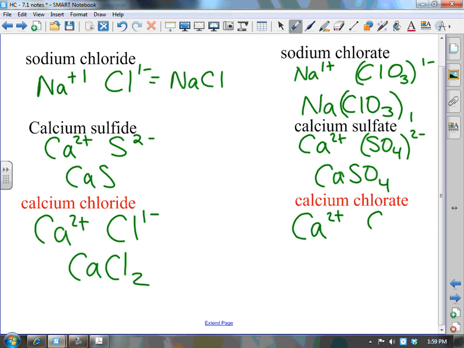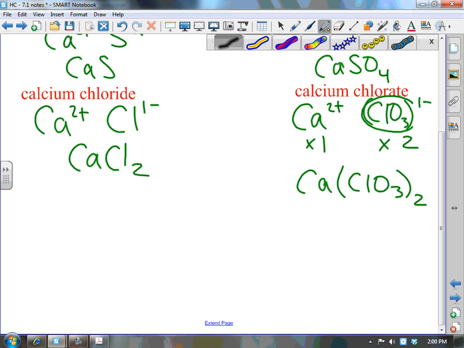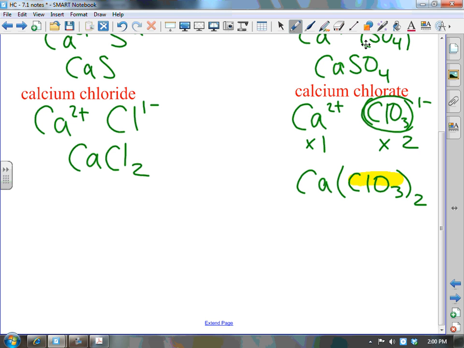Okay, cross charges. Calcium chlorate. Calcium, 2 plus. Chlorate, ClO3, the whole thing is a 1 minus. Now, here's where you just got to be careful. We still cross charges, but the whole thing is a minus 1. So it takes 1 calcium to be canceled out by 2 chlorates. So when we cross charges, it's Ca(ClO3)2. It takes 2 of these chlorates, that whole thing, to cancel out 1 calcium.